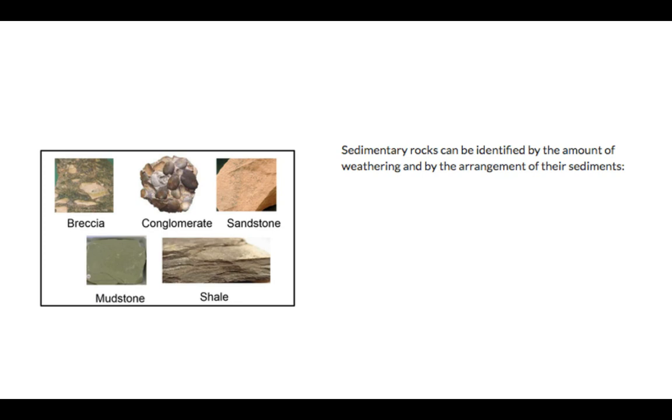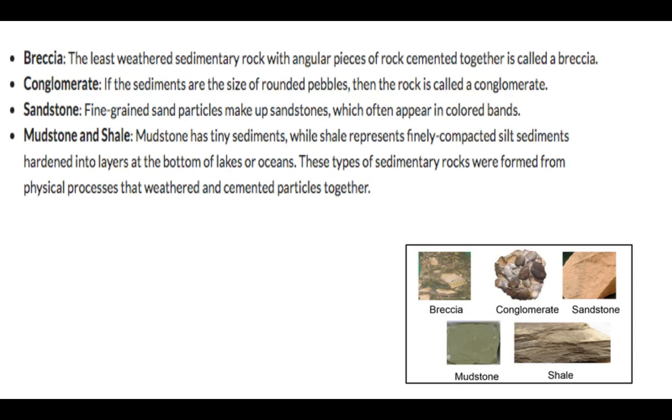Some examples are conglomerate rocks, sandstone, shale, mudstone. So these are some examples. Breccia is the least weathered sedimentary rock, with angular pieces of rock cemented together. You can see that over here in the bottom.